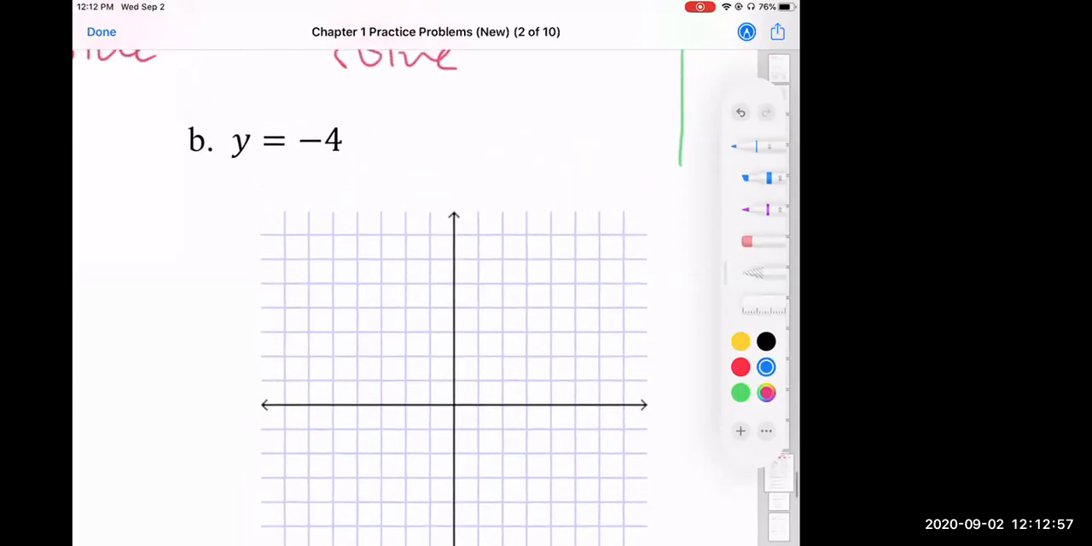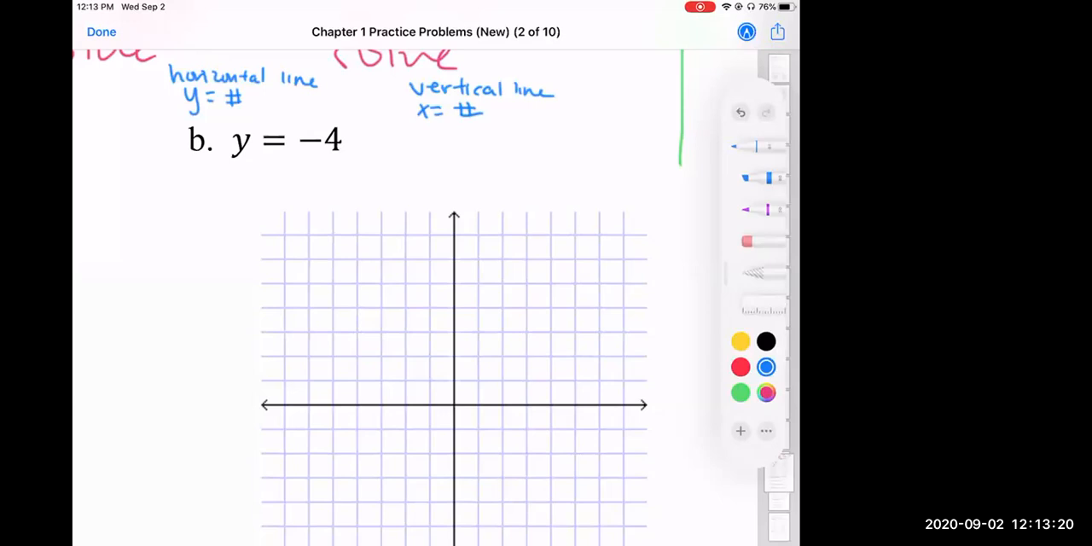And just as a quick reminder, if I have y equals a number, that's going to be a horizontal line. If I have x equals some number, whatever number it may be, it's going to be a vertical line.